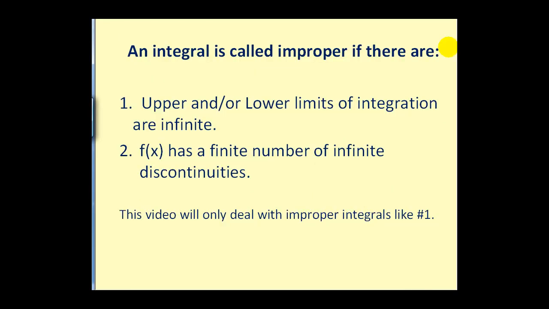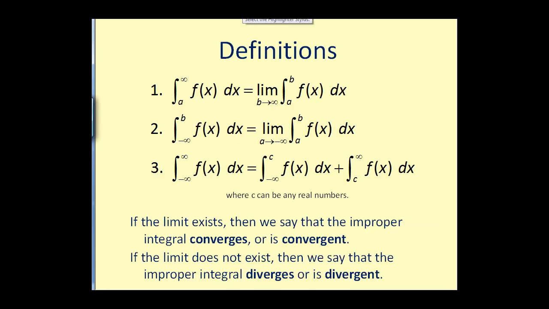An integral is called improper if there are, number 1, upper and lower limits of integration that are infinite, and number 2, f of x has a finite number of infinite discontinuities. This video will only address number 1. So here are some definitions that formalize what we did in example 1.